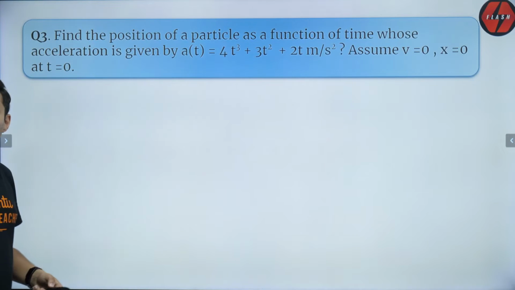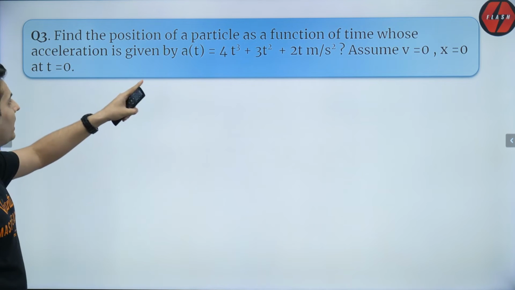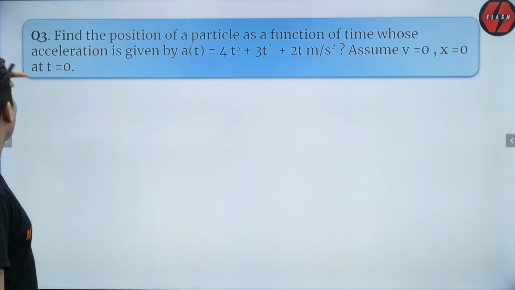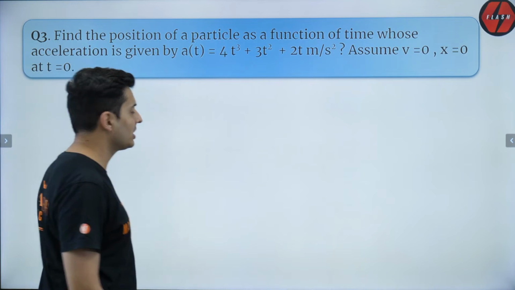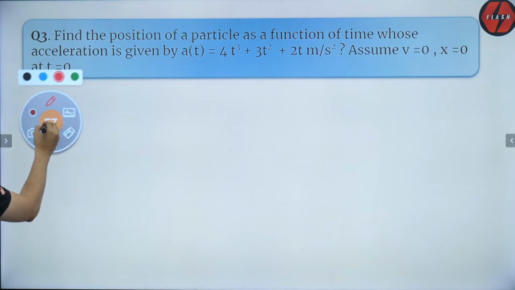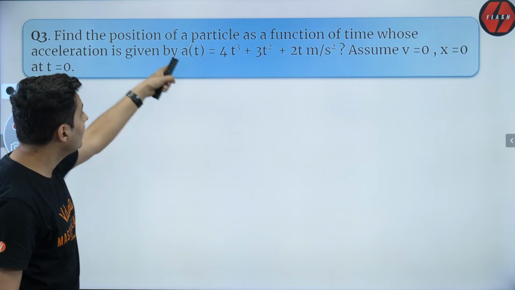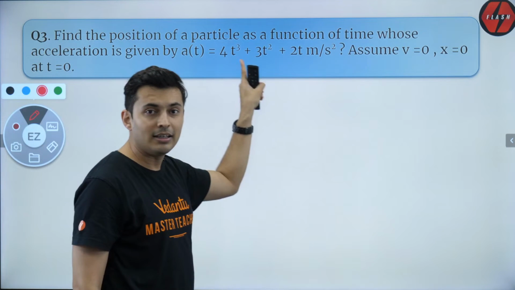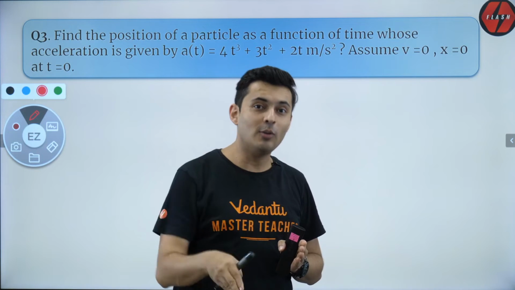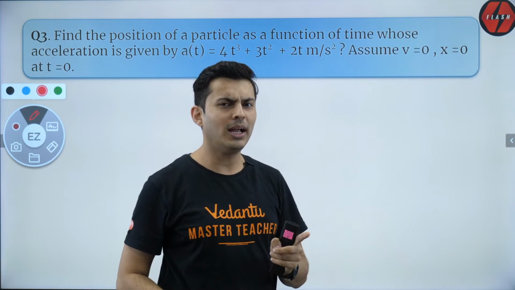So next question is, find the position of the particle if acceleration is given. Assume initially velocity and position, or the coordinates, are 0. So let's think, what do we do? Now since we have to find x and a is given, we cannot do it directly. From acceleration, first find velocity, and from velocity find position, guys.